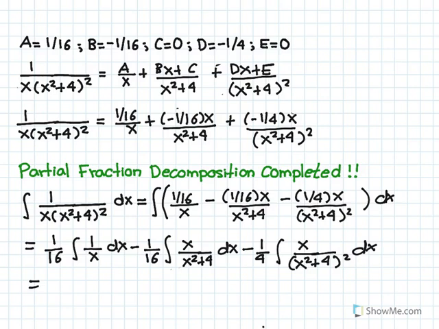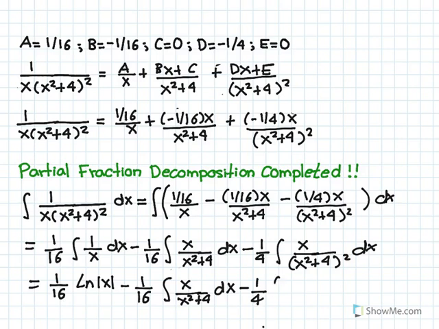Now the first integral can be easily integrated, so we do that right off the bat. That's 1 over 16. What's the antiderivative of 1 over x? That's log x. So that's ln, absolute value of x. And we'll just rewrite the latter two integrals. We're going to need to use the substitution method for those. X over x squared plus 4 dx minus 1/4 integral x divided by x squared plus 4 all squared dx.